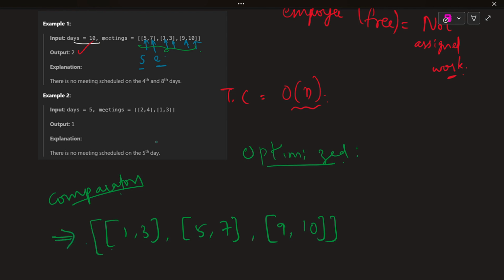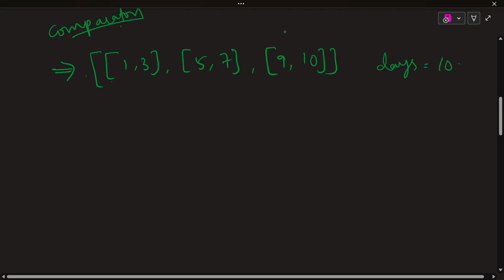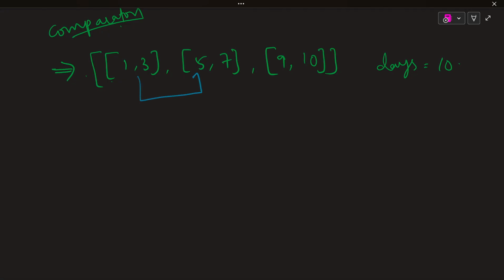Now the array elements, that is the meetings, are sorted, and the given days are 10. We note down the number of days, and now we start from day 1. For these two array elements, we calculate the difference between them since they are not overlapping. The question says there may be overlap.